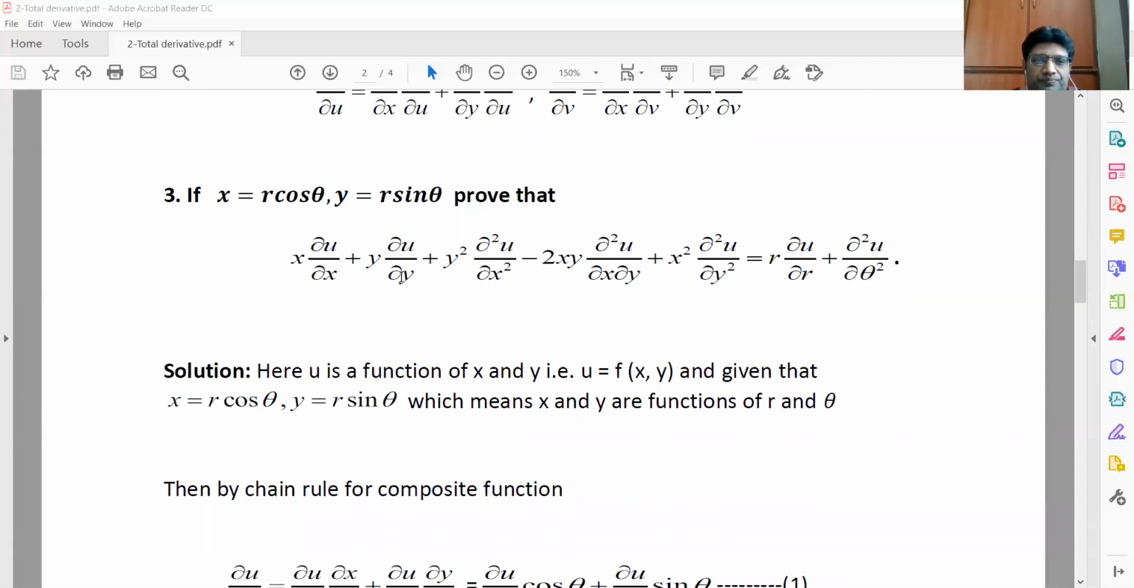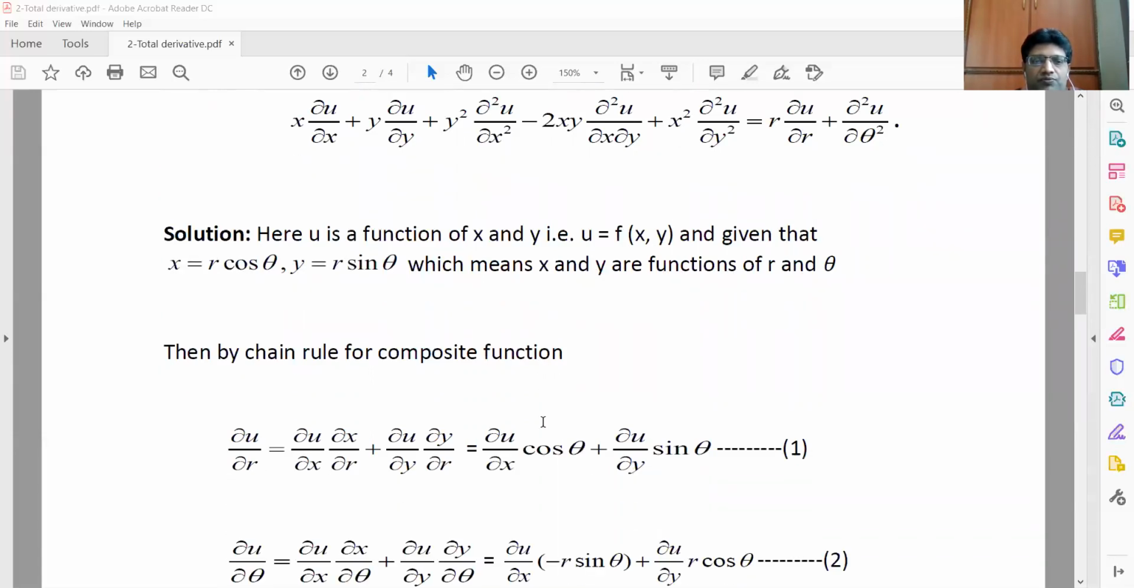So here u is a function of x and y only. That is, u is a function of x and y, and given that x is r cos θ, y is r sin θ, which means x and y are functions of r and θ. So u is a function of x and y, and x and y are functions of r and θ. Therefore, now I can use the chain rule of composite function. Because if I substitute x and y here, this becomes a function of r and θ.